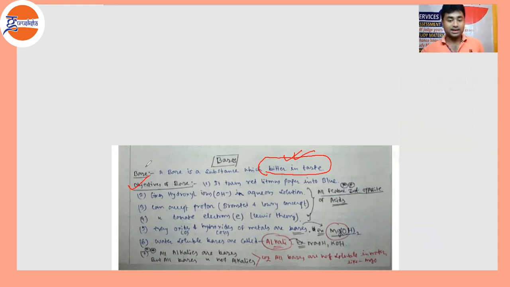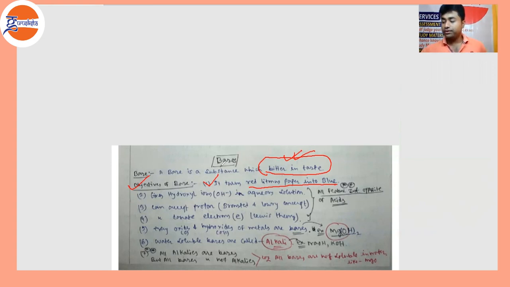Okay, so as I told you, it is the opposite of an acid, where acid turns blue litmus red. In a base it is just the opposite: red litmus paper turns blue. That means if it is soluble in water, a base turns red litmus into blue. This is the first and important feature of a base.